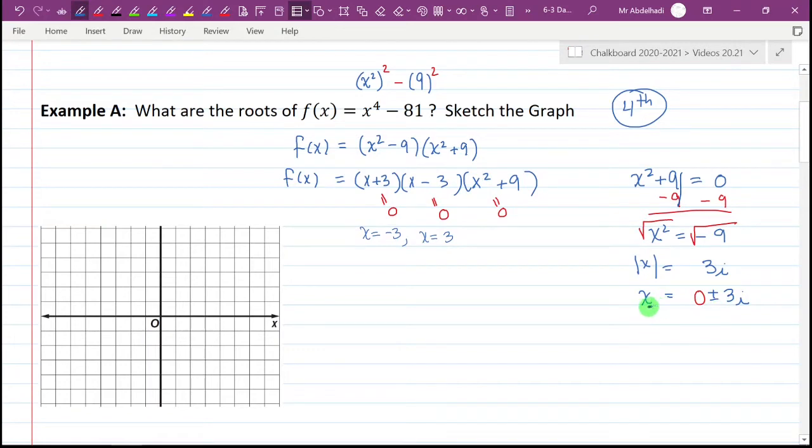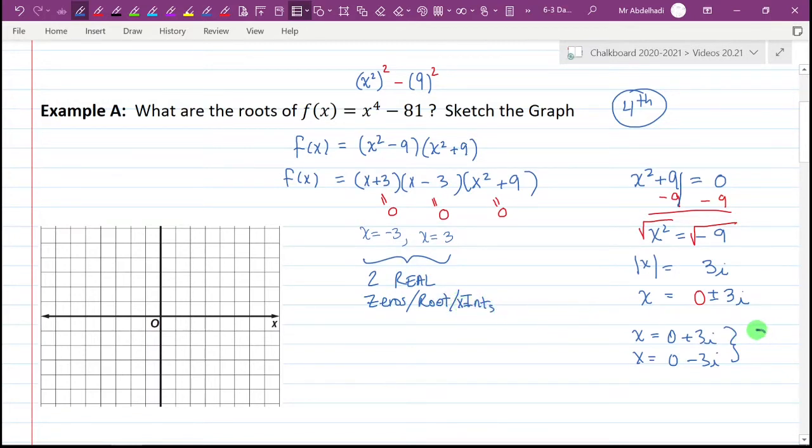So what we end up having here are 2 imaginary roots. Okay, x equals 0 plus 3i, and x equals 0 minus 3i. Those are 2 zeros, roots, x-intercepts, right? But they're imaginary. So we have 2 real roots here, 2 real zeros slash roots slash x-intercepts, whatever you want to call them. Okay, x-intercepts. And here we have 2 imaginary or complex roots or complex zeros or complex x-intercepts.